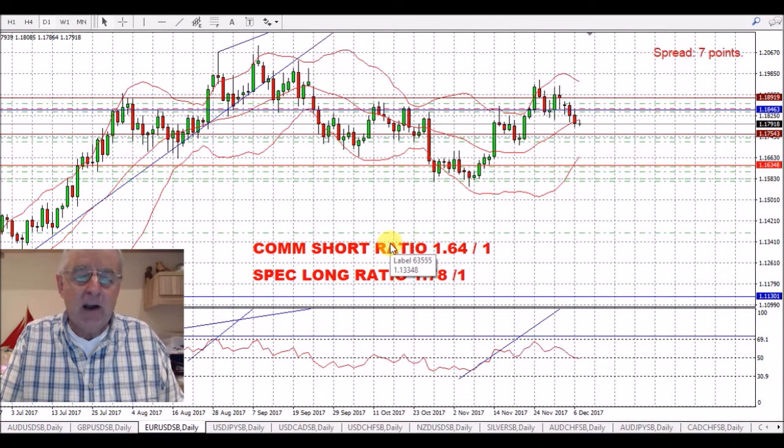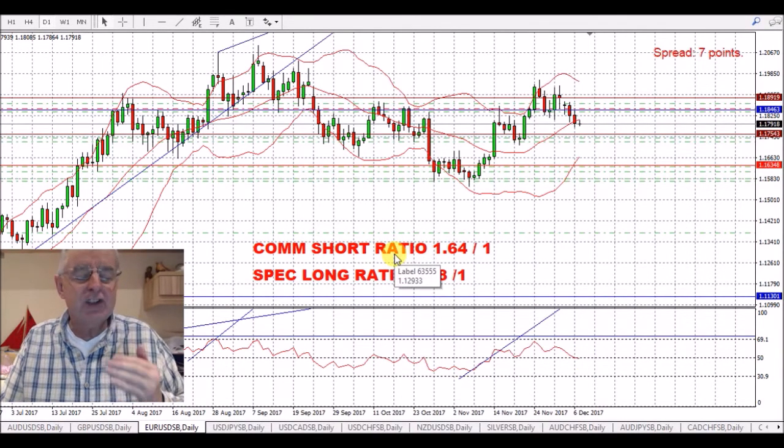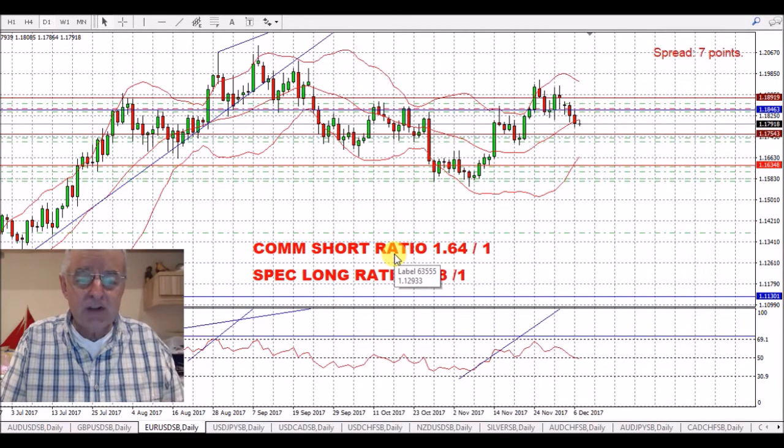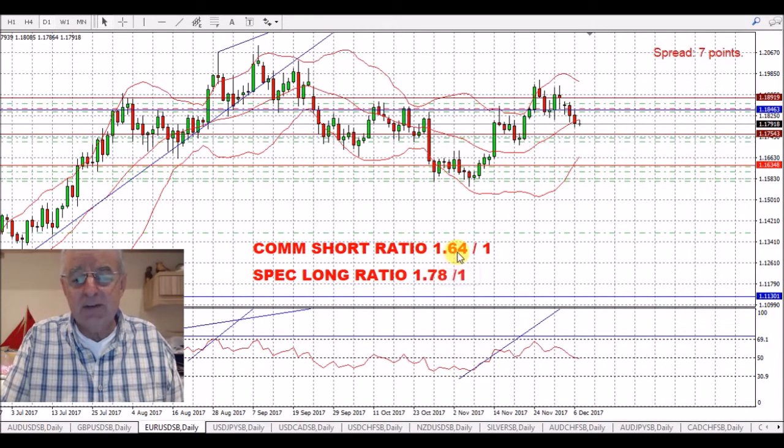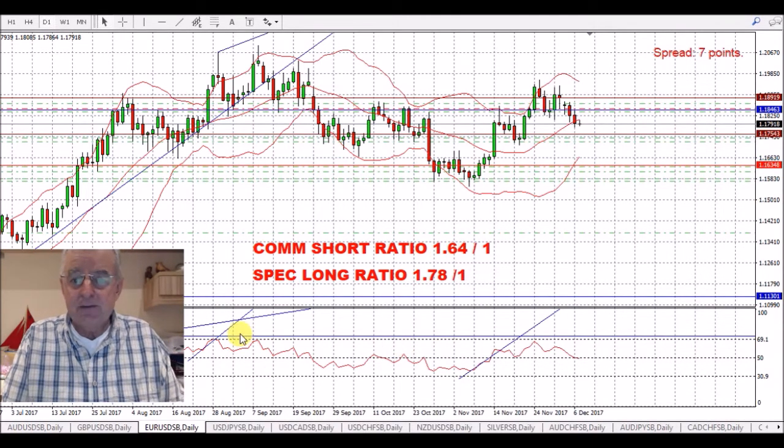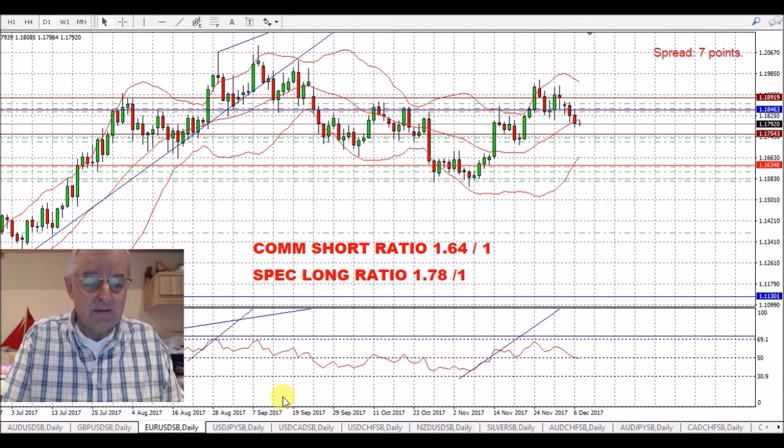But again, on percentage change, the commercials are very bearish of the euro. I think it's the most bearish for about 5 years. So we'll see where that goes to. But you know, I do believe this is going down.